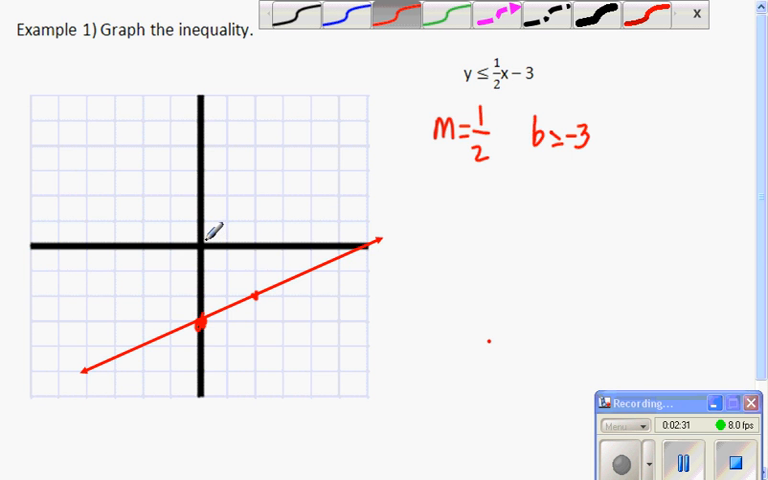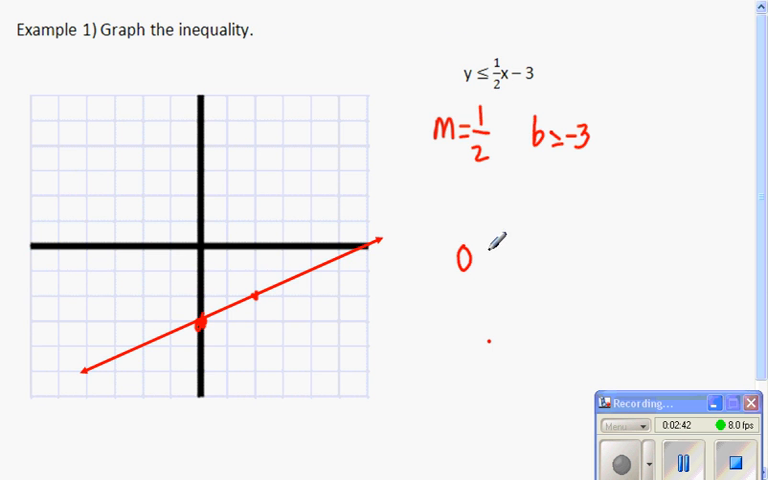What I like to do is, if my line does not go through the origin, use the origin as a testing point. So your origin is 0, 0. What you will do is plug that back into your original equation up here. So if it's 0, 0, your y value is 0. Y is less than or equal to 1/2 times 0 for x, which gives you 0, minus 3. So you have 0 is less than or equal to -3. The next thing you need to determine is, is this a true statement? Is 0 less than or equal to -3? That is not true. So this point is not a true statement.